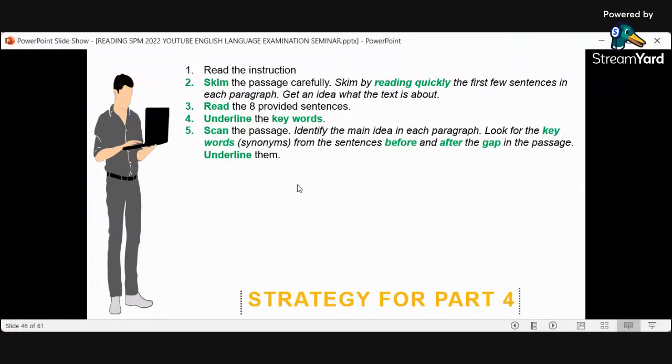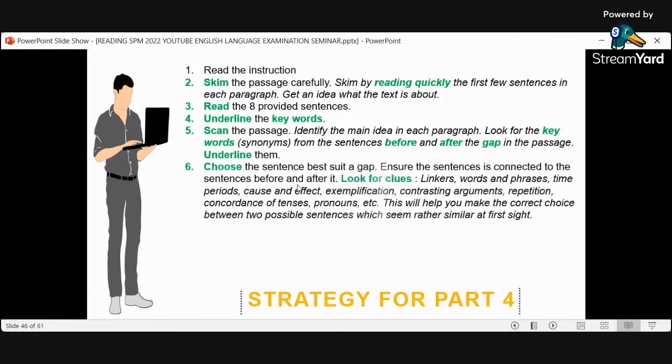So when you scan the passage, meaning reading for detail and main idea, you look for the keywords from the sentence before and after the gap, right? Where you have to find a sentence to put in between the sentences. So you need to know what the idea is about, what they are talking about, all right? And then choose the best sentence that suits the gap.